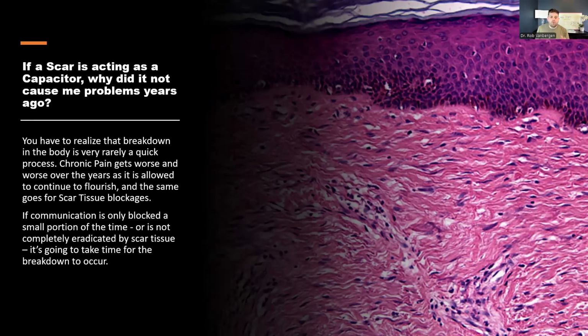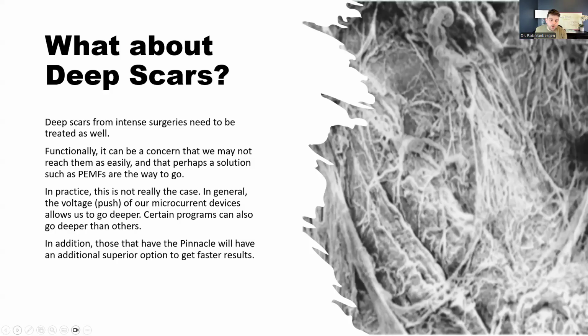We have to realize that breakdown in the body is not often a quick process. In the absence of disease states like cancer, which even then can be rather slow, chronic pain, chronic disease, this gets worse and worse over the years because it continues to flourish. And the same goes for scar tissue blockages. It gets worse and worse over the years. If communication is only blocked a small portion of the time, or it's not completely eradicated by massive amounts of scar tissue, it's going to take a long time for this to catch up. But we still need to deal with it and address it.